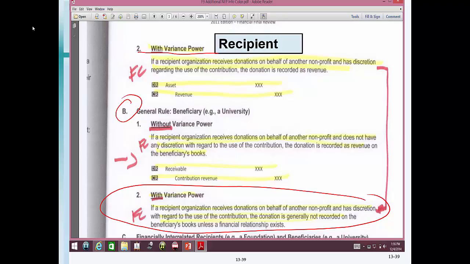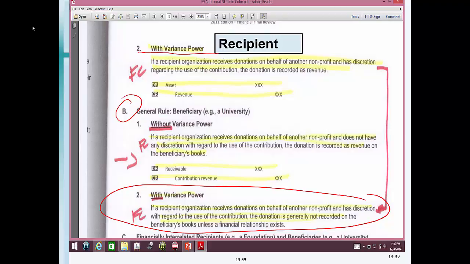So we got contribution, which is non-exchange. We got revenue, which is more like an exchange transaction, right? And contributions are going to be either unrestricted, temporarily restricted, or permanently restricted. Hear me so far? But be careful, because a lot of the literature calls a contribution a contribution revenue, and that gets confusing because you say, is it a contribution or a revenue? If they put contribution in front of the word revenue, then it is a contribution. With me so far?